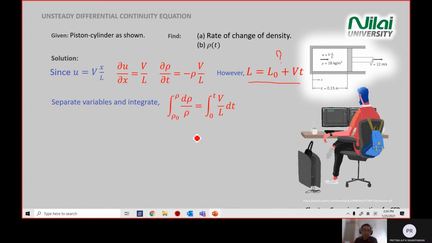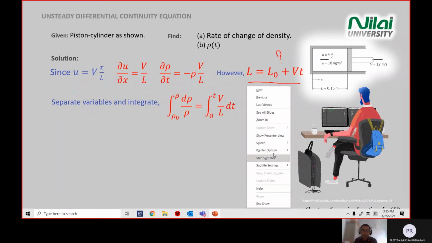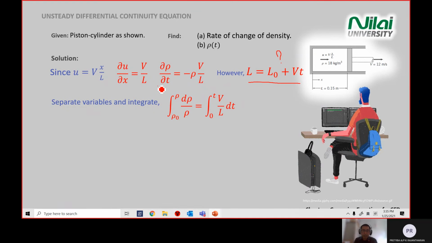So you do the integration again. You continue to use this equation. You integrate from reference density rho 0 to rho, and you integrate V over L dt. How do we get that equation? We get it from this equation.